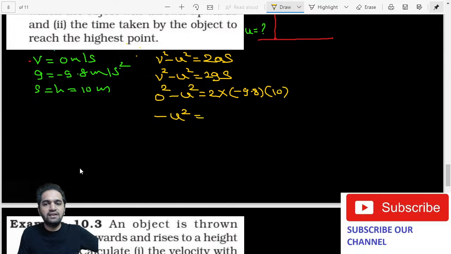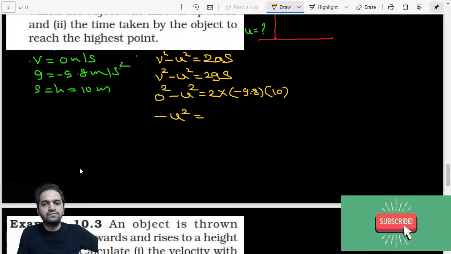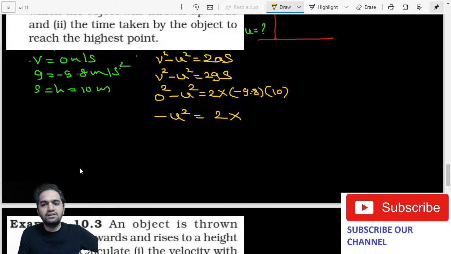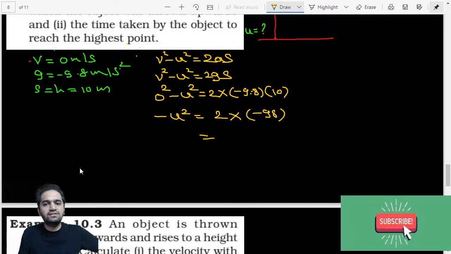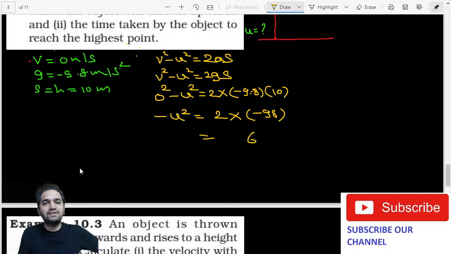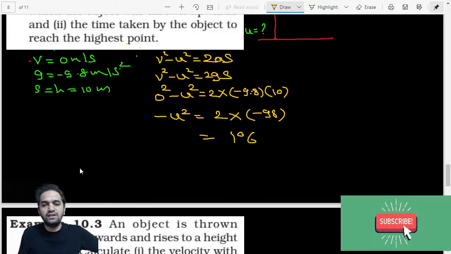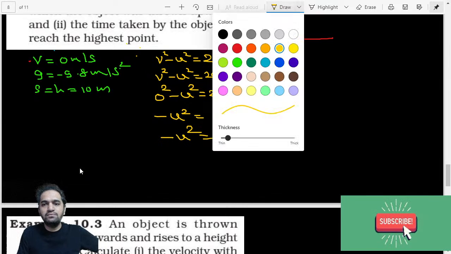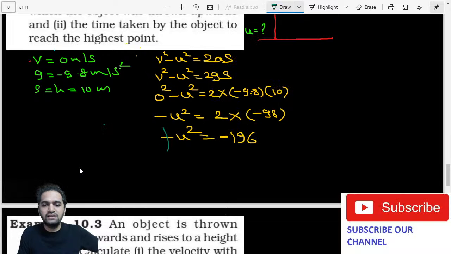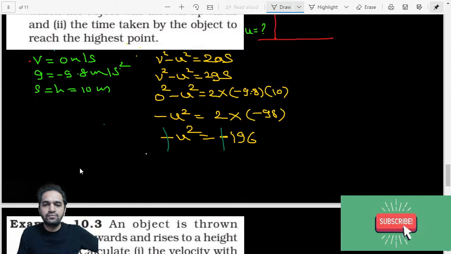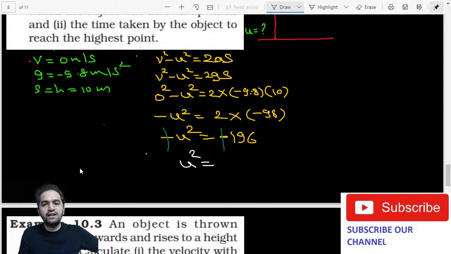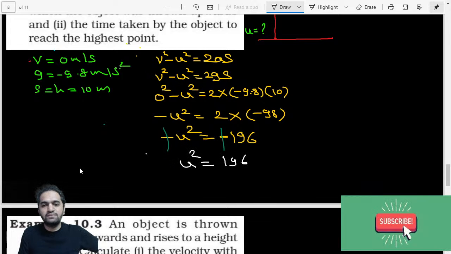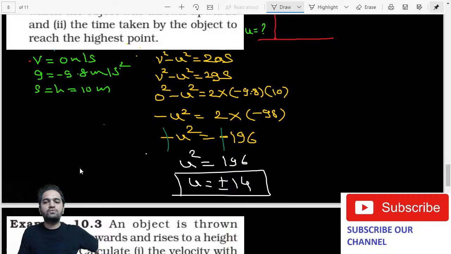Can you please multiply now? 9.8 into 10 is how much? That would be 98, but minus 98. What about 2 into 98? That would be 2 8s are 16, 1 carry, 2 9s are 18 plus 1, 19, so that is 196, but in minus subtraction, so minus u square. Minus and minus will become plus. So this will become u square is equal to 196, and u is going to be the square root of 196, that is plus minus 14. Square root is going to be plus minus 14.